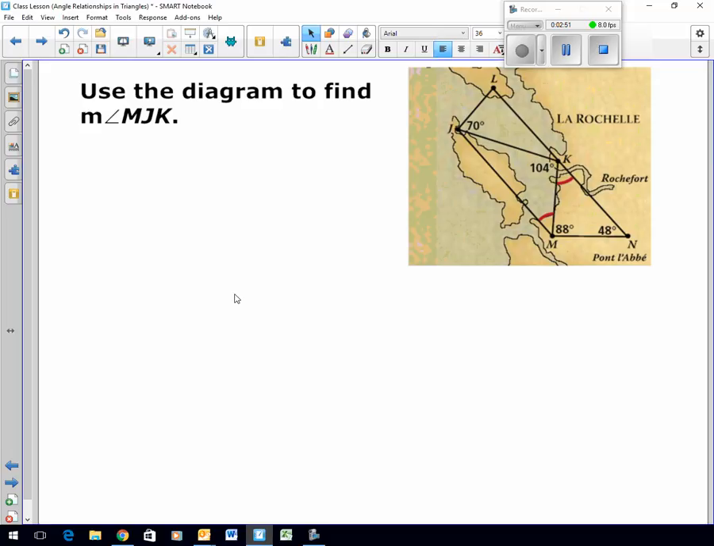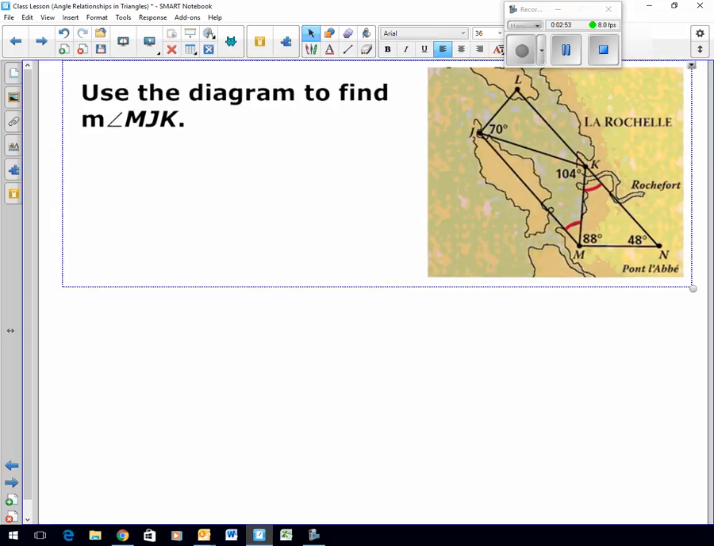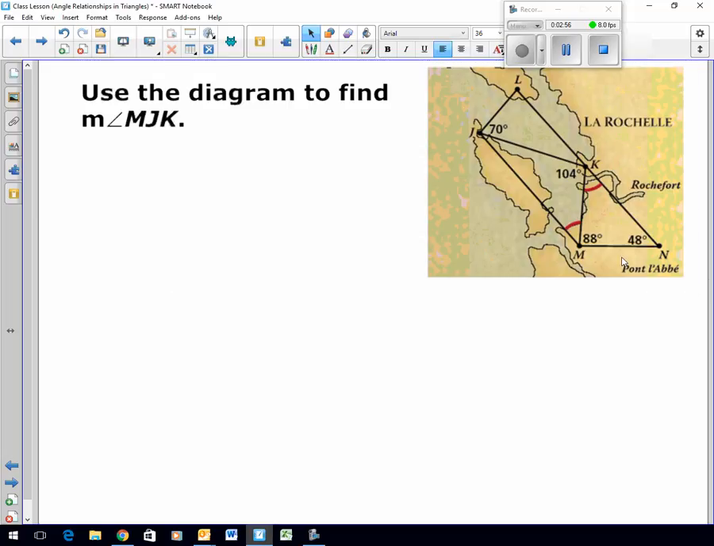It says, use the diagram to find the measure of angle MJK. You probably can't see it. First off, where is angle MJK? The M's right there, the J's right there. MJK is that one right there. So here's what we can conclude. Angle K right here is congruent to angle M in that triangle. If I've got 88 and 48 as two angle measurements, how do I find the third angle? Subtract all the numbers from 180.